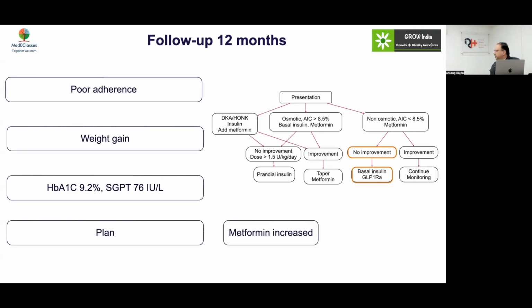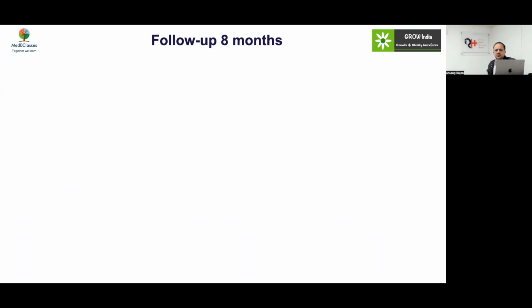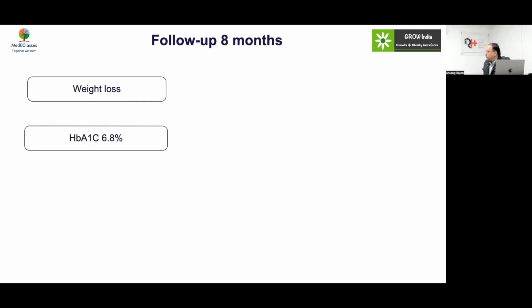So you should start a GLP-1 receptor analog, which is going to help in terms of liver. Or if they're not ready for this costly injection, in that scenario, you can start off at least on an SGLT2 inhibitor like empagliflozin, which is now reasonably available. 8 months later, she had weight loss, HbA1c is 6.8, blood pressure is 134/90.